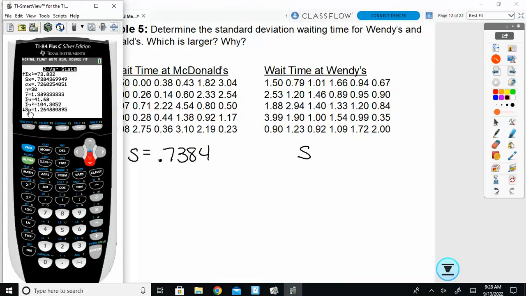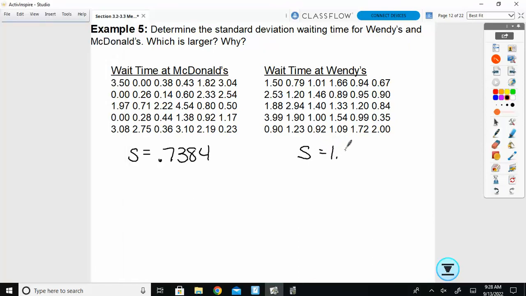So for Wendy's, we just have to go down our list until we get the S sub Y, which means standard deviation for Y, and that's 1.2649. Oh, I flipped them this time, didn't I? Sorry. Do you guys see I flipped my tables for some reason? That's not confusing at all, is it? I don't know why I did that.